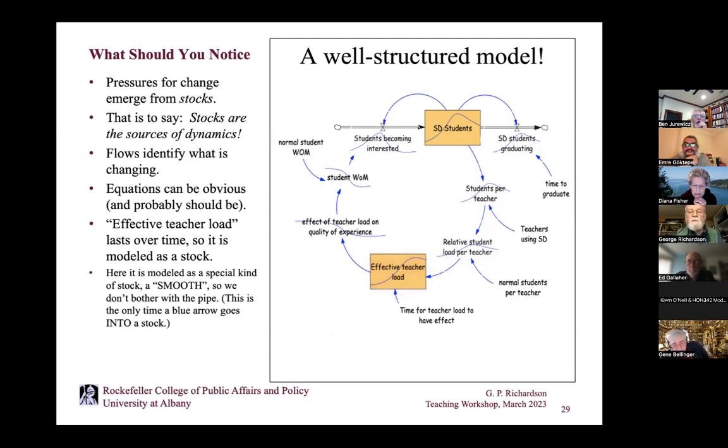So there you go. That's what you should notice about this well-structured model. You may not like the model. I don't care. But it's what our work ought to look like.